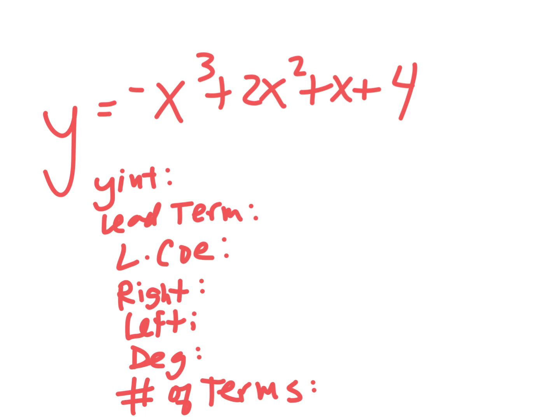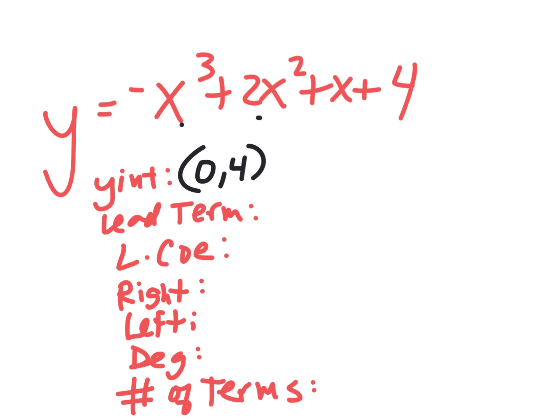All right, in this case, it will be Jackie. The y-intercept is 0, 4. The y-intercept is where you put in x is 0, and that will all drop out. Y equals 4 is left. Lead term.